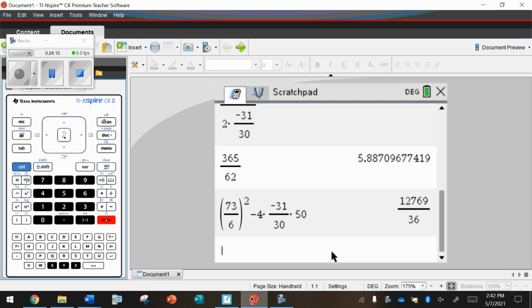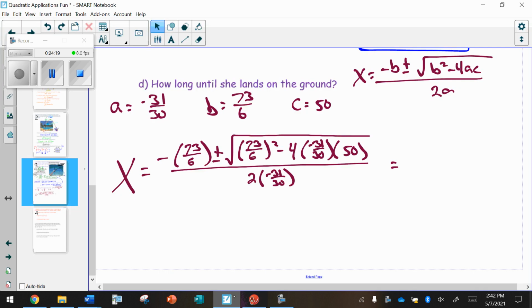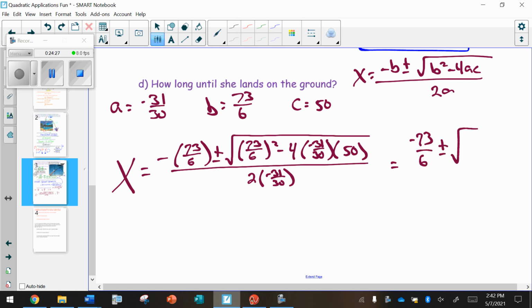That is the calculation that is underneath the square root symbol on our paper. And I get that fraction. So that's the part that goes underneath the square root symbol. So I still have the negative 73/6 plus or minus the square root of 12769 over 36. And then the denominator, 2 times negative 31/30ths, would be negative 62/30ths.